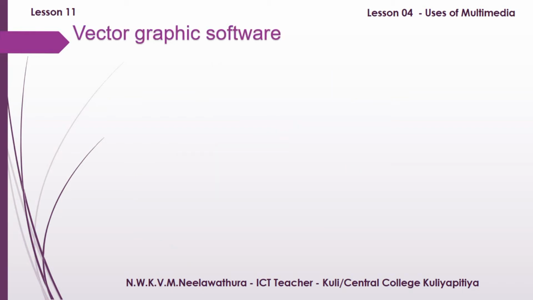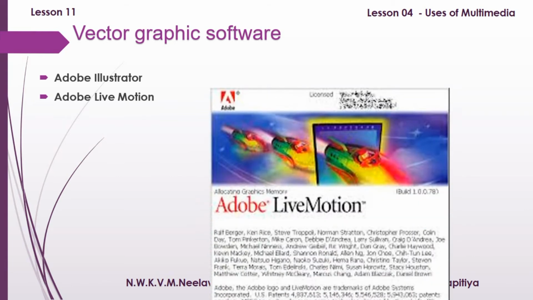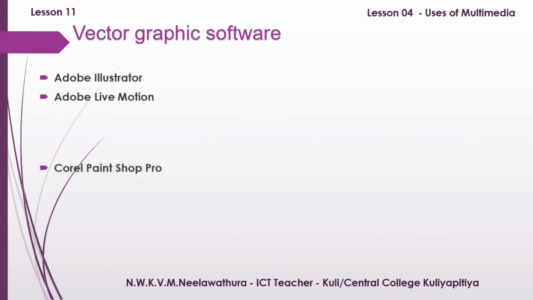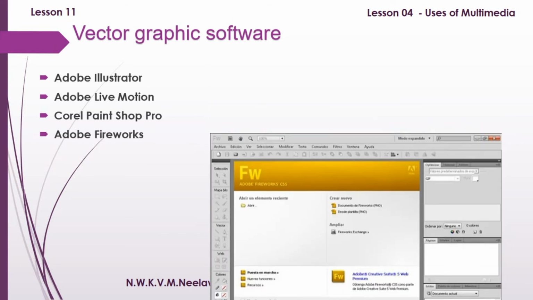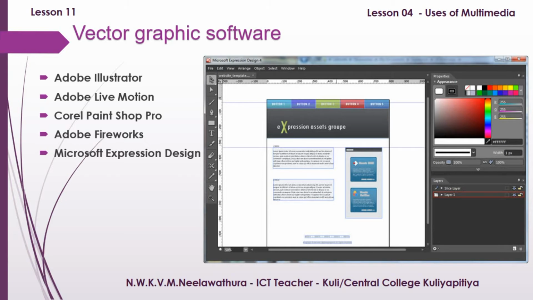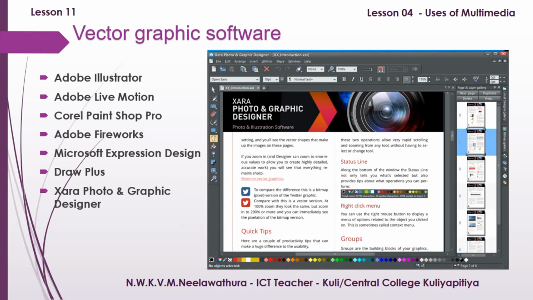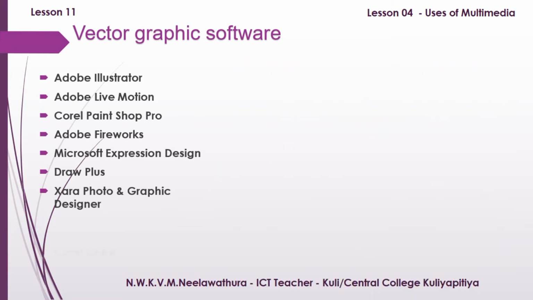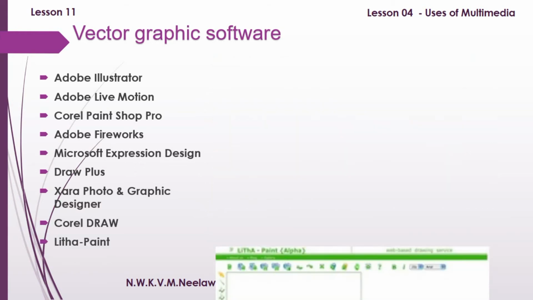Okay, now we learn about what are the examples for vector graphic software. Adobe Illustrator, Adobe Live Motion, Corel Paint Shop Pro, Adobe Fireworks, Microsoft Expression Design, Draw Plus, Xara Photo and Graphic Designer, Corel Draw. This is the most suitable vector graphic software. I hope to teach you Corel Draw in near future. Lita Paint.